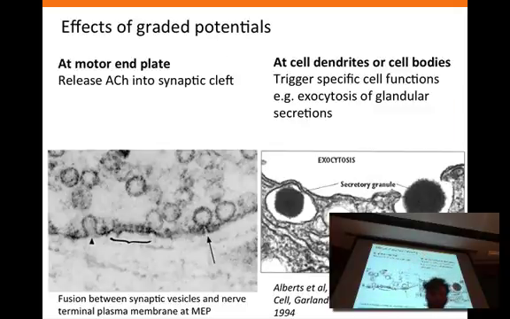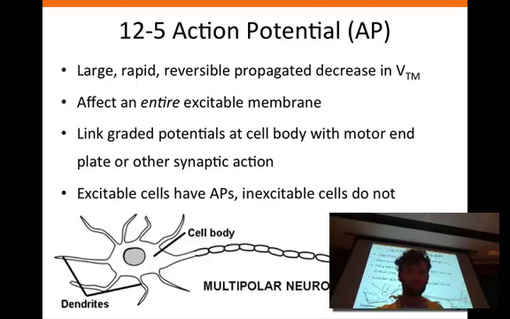So graded potentials are all over the place. You see them at the motor end plate. This is where we release acetylcholine into the synaptic cleft. It's at the cell dendrites or the cell bodies. We have this exocytosis of the acetylcholine, and this is how we release the chemicals, the neurotransmitters, onto the chemically gated receptor channels. Okay? You guys follow me? This is foundational stuff right here. All right, so we've talked about graded potentials.